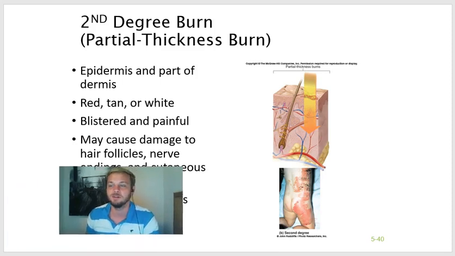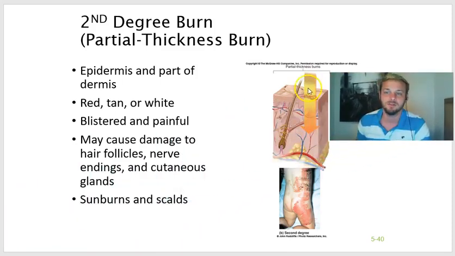The next one is a second degree burn. So this one's a little more intense. It's a partial thickness burn, so it goes through the epidermis and into the dermis. If you ever burn yourself like on the stove or the oven when you're cooking, and you got a blister, that would be a second degree burn. Or if you got a really bad sunburn and it blistered up, that would be a second degree burn. You destroyed this layer of the epidermis and you went down into the dermis. This can damage hair follicles that are down here, any of the nerves that are down here, or the glands, and so that can damage that area of skin.